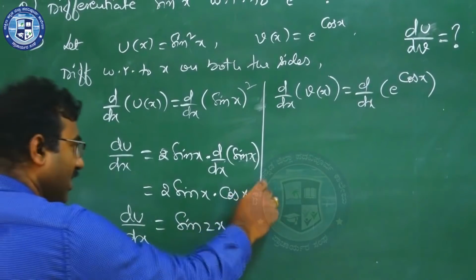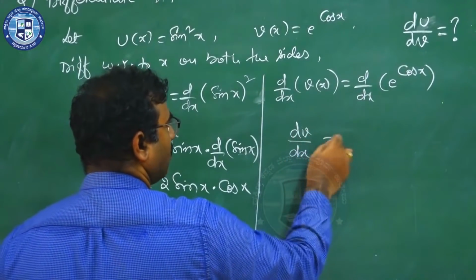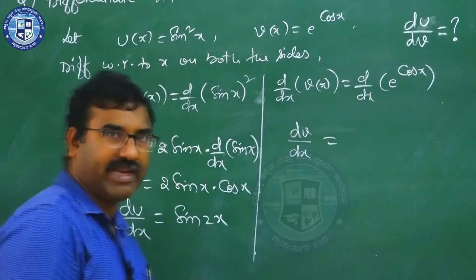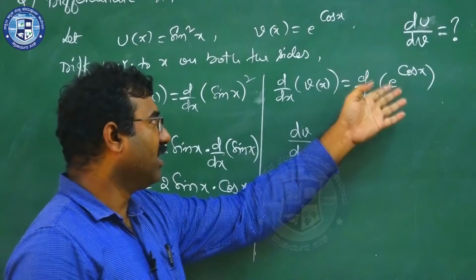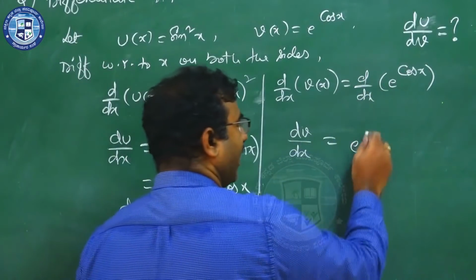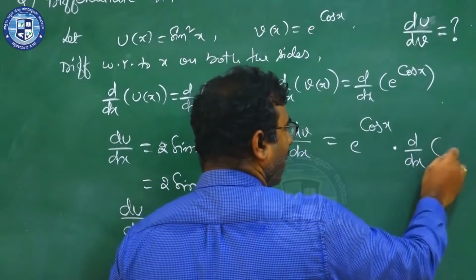And the same way, this side also we will work it out. dv by dx is equal to differentiation of e power x. Actually, it is e power cos x, but we assume it as e power x. d by dx of e power x is e power x into, because it's not x, it's a derivative you have to consider.